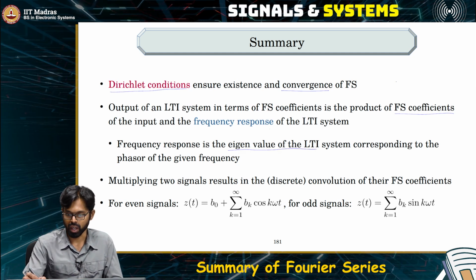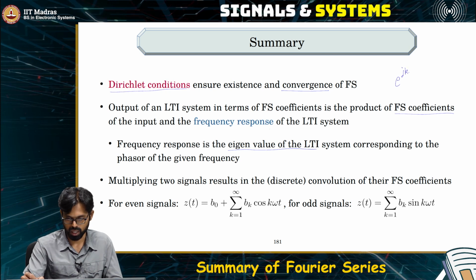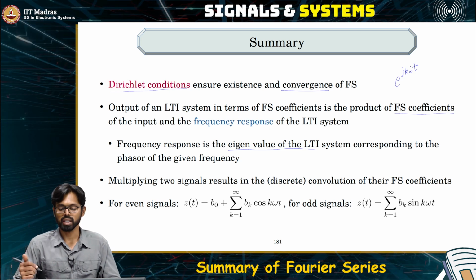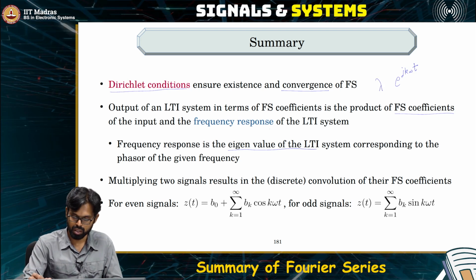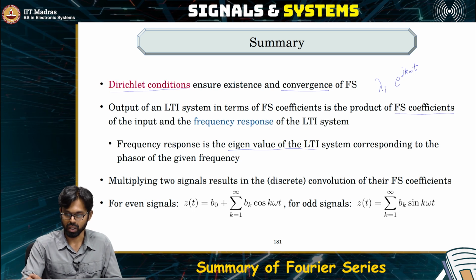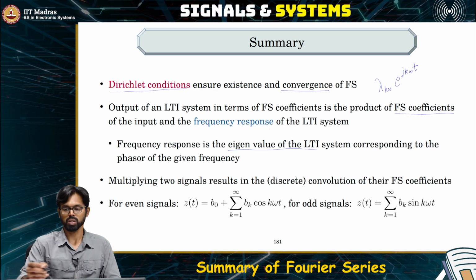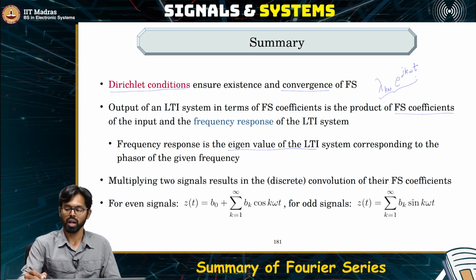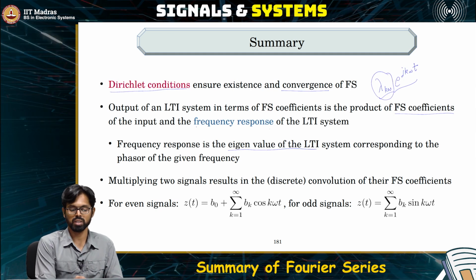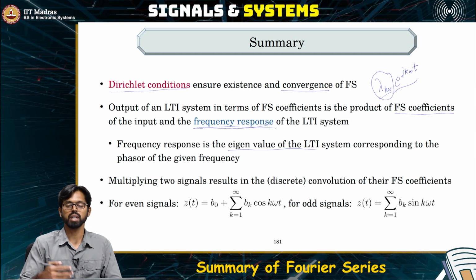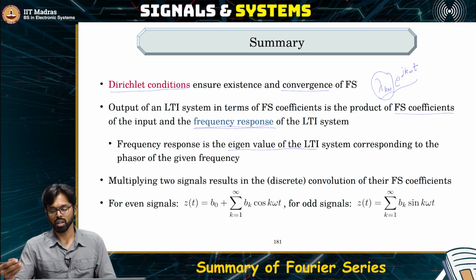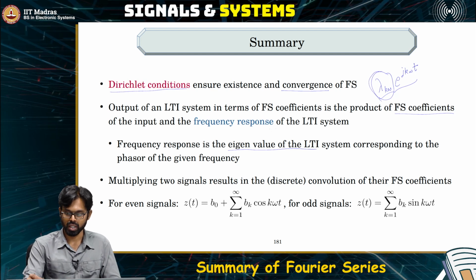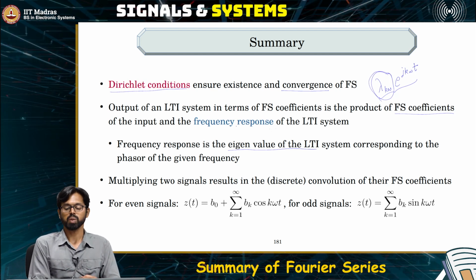That is, if I have an input e power j k omega t to the LTI system, the output of the LTI system will simply be the eigenvalue multiplied with this input, because this is an eigenfunction, right? So this is the output of the LTI system, and this is what we refer to as the frequency response of the LTI system. How does the LTI system respond to different phasors of different frequencies? So that response is quantified by this eigenvalue, and that is what we refer to as the frequency response.